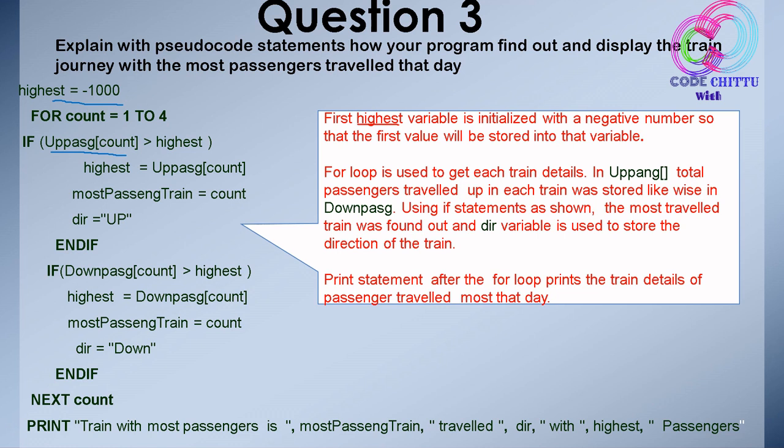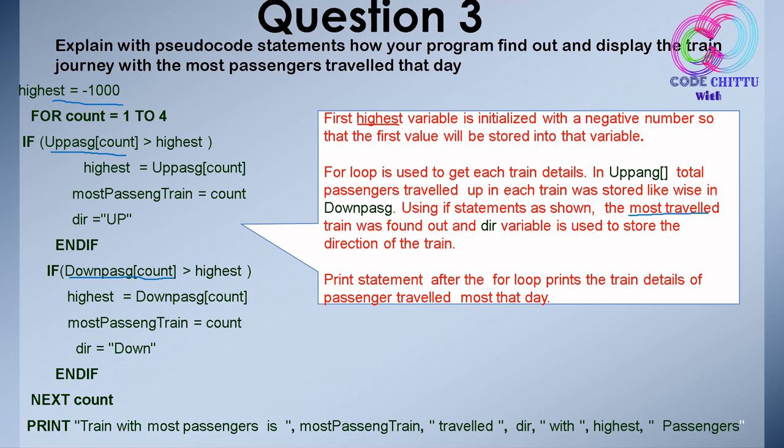In train 1 how many, train 2 how many. And like that in down passenger also we use that one, right? And that only I just refer here. And using the if statement, that is the important part. Using the if statement only we are finding out the most traveled train, how many passengers traveled.